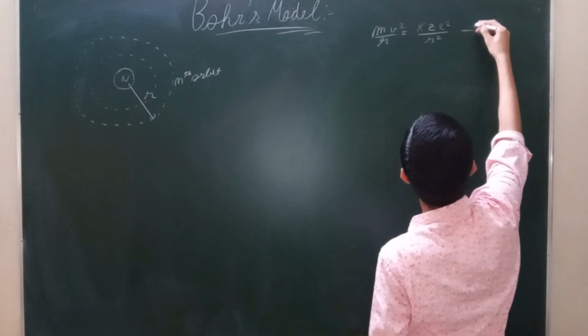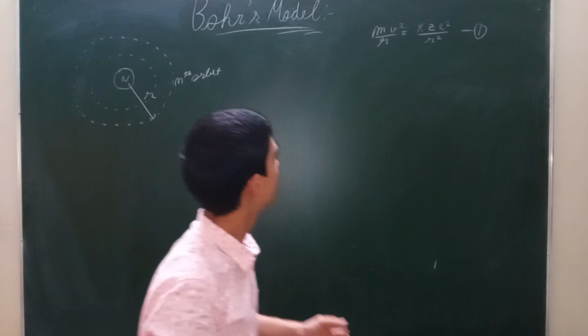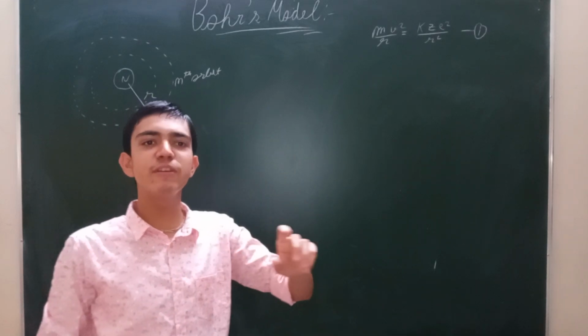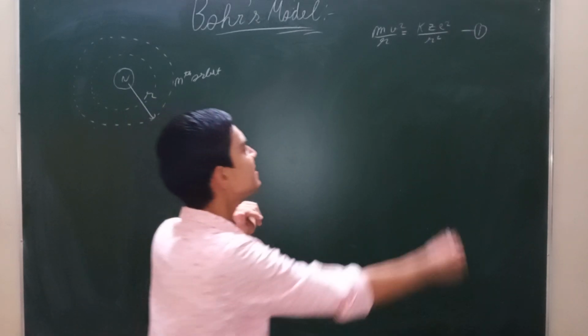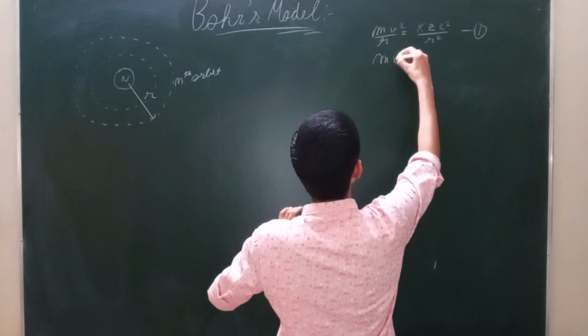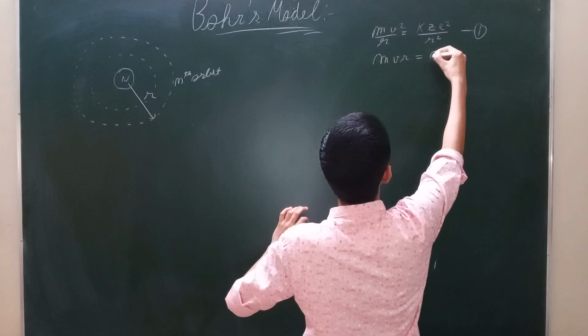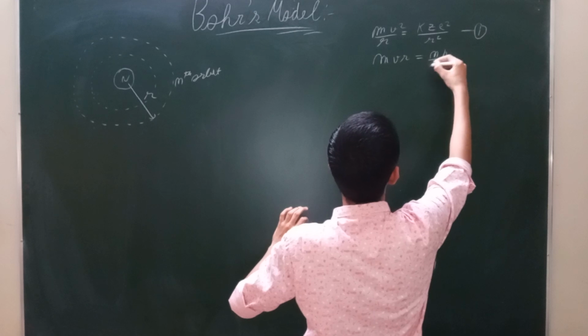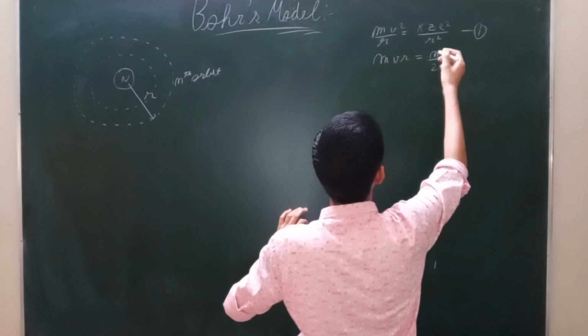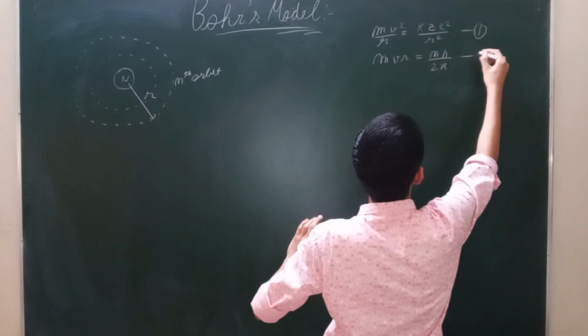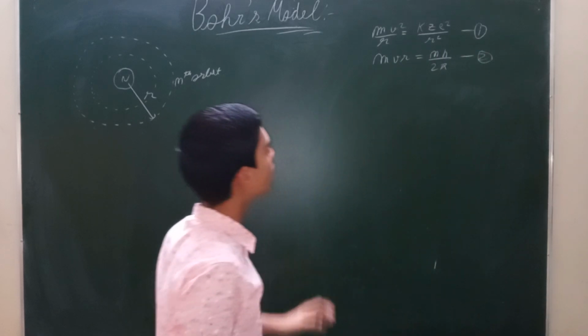This was, let's consider it equation number 1. And the second postulate which was given by Niels Bohr was that the angular momentum of an electron is an integral multiple of h upon 2 pi. Let it be equation number 2.